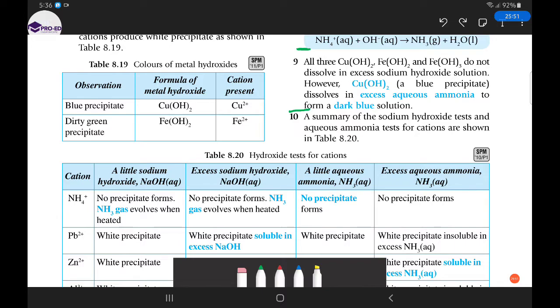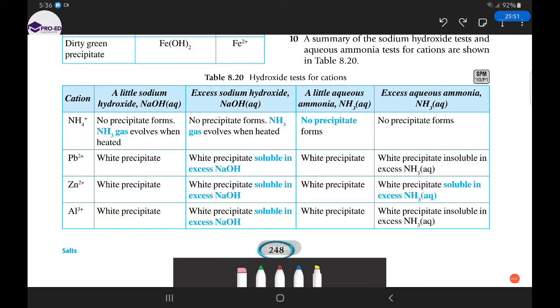Now, if you really understood, and if I was going too fast, please go back and play the video again. That's the good part about this, right? You can play it back at your leisure and understand what we just said. You wouldn't even need this table. However, if you did understand it and you want to double check, please feel free to go through this table. It just tells you what happens with all the different ions when you mix them with either sodium hydroxide solution or aqueous ammonia solution, and then what happens when you put in excess sodium hydroxide solution and excess aqueous ammonia solution.